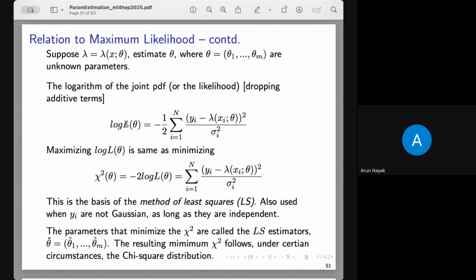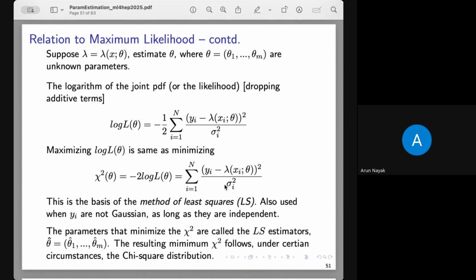Now maximizing this, as I also said earlier, is equivalent to minimizing this term. Or you define a chi-square of theta, which is minus 2 log likelihood, and maximizing log L of theta is equal to minimizing the chi-square, which will give you the same theta. This definition is basically nothing but your sum of least squares, or sum of the squares of the residuals, and this is the basis for the method of least squares.